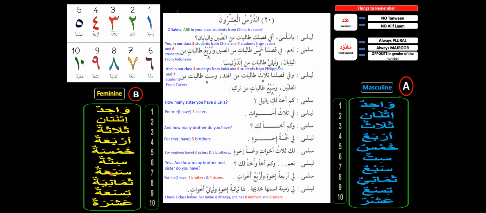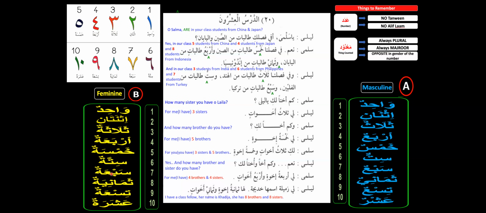I have a class fellow. Her name is Khadija. She has 8 brothers and 8 sisters. Allahumma barik, mashallah, tabarakallah. You see, thamaniyatu is used for ikhwa. By the looks of ikhwa, it has got ta marbuta, but actually the singular is akhun. So thamaniyatu, the feminine version, is coming.